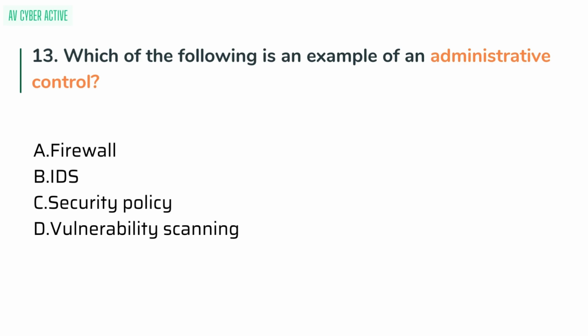13. Which of the following is an example of an administrative control? A. Firewall. B. IDS. C. Security policy. D. Vulnerability scanning.